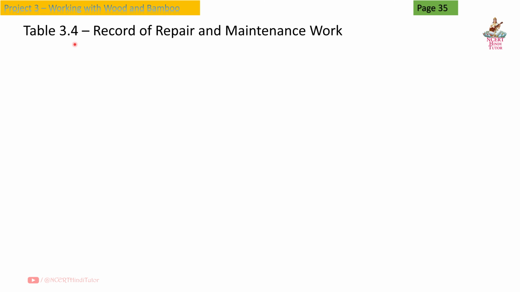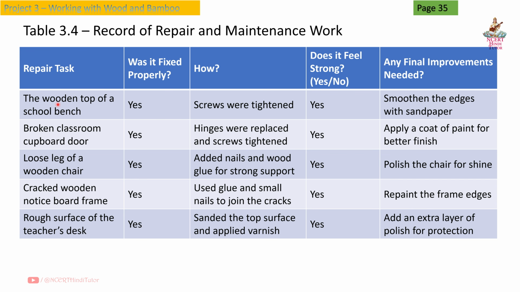Table 3.4. Record of repair and maintenance work. Repair task: the wooden top of a school bench. Was it fixed properly? Yes. How? Screws were tightened. Does it feel strong? Yes. Any final improvements needed? Smoothen the edges with sandpaper.